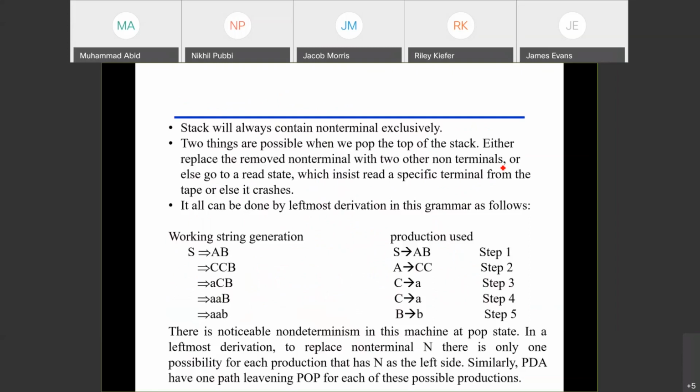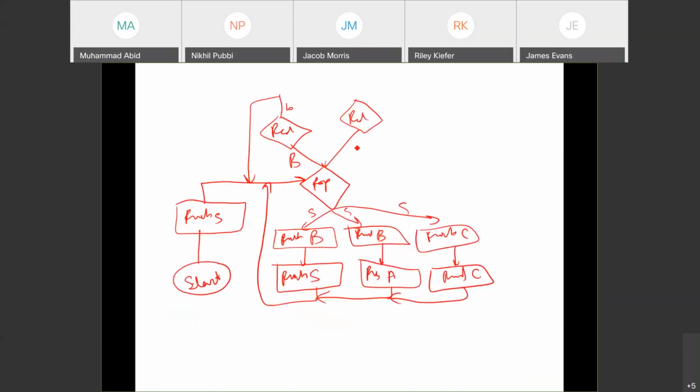If you have C, C can be replaced by A. So C also can be replaced by A, and you connect it with this. Once you connect this with this, then we are done with this part. So if you have more of these kinds of production rules, you can have more reads there.